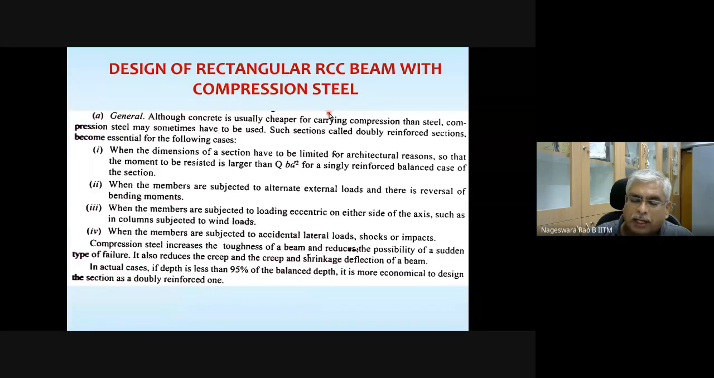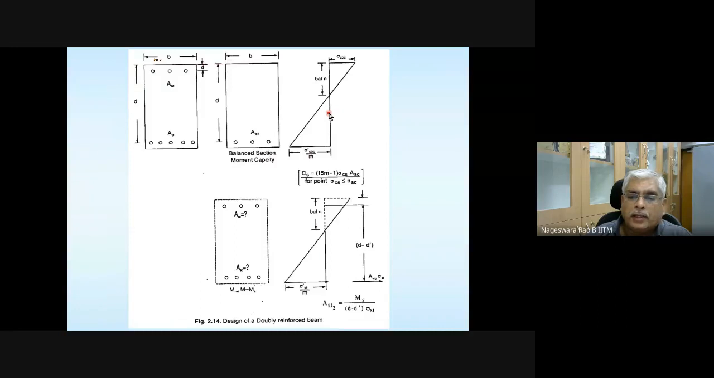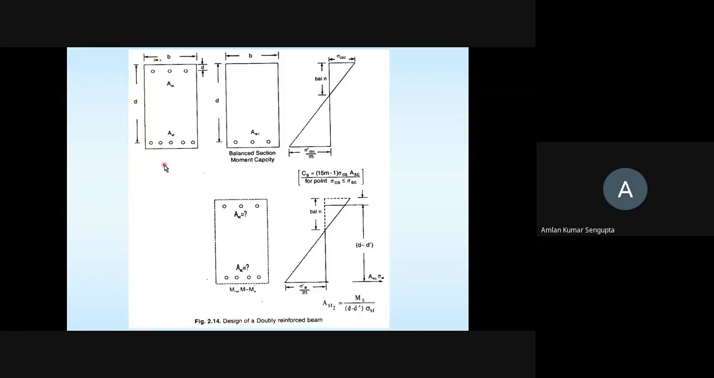So let's see. This is the section. It is whatever I tried to explain orally. There is one question. Can you just read that question and answer?